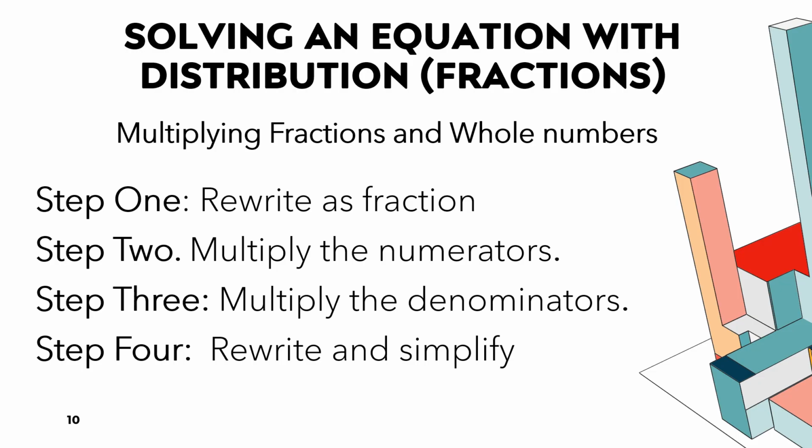To multiply a fraction by a whole number, convert the whole number into a fraction by placing it over 1. For example, 5 will become 5 over 1. Multiply the fraction's numerators. Those are the top numbers. Next, multiply the fraction's denominators. Those are the bottom numbers. Finally, rewrite the fraction and simplify. We will see an example on the next slide.